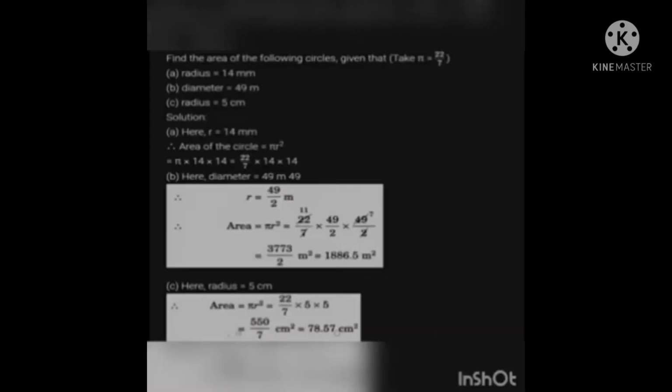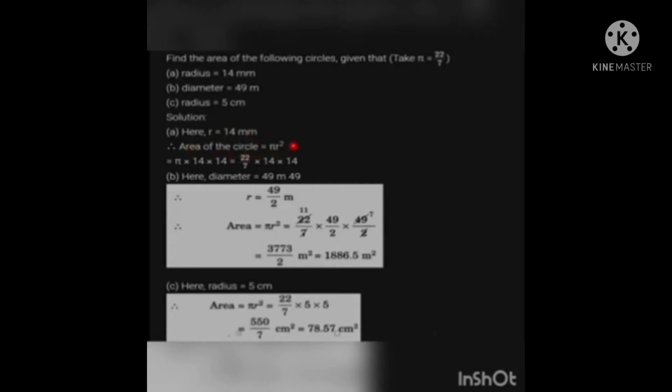First question, find the area of the circle given that the radius is 14 millimeter. So in order to find area or circumference, what do we need? Only radius. So here radius is given, 14 millimeter. Here they have asked you to take pi equal to 22 by 7. Why are they giving this? Because to make our calculation easy. So given r equal to 14 millimeter, what is the relation for area?